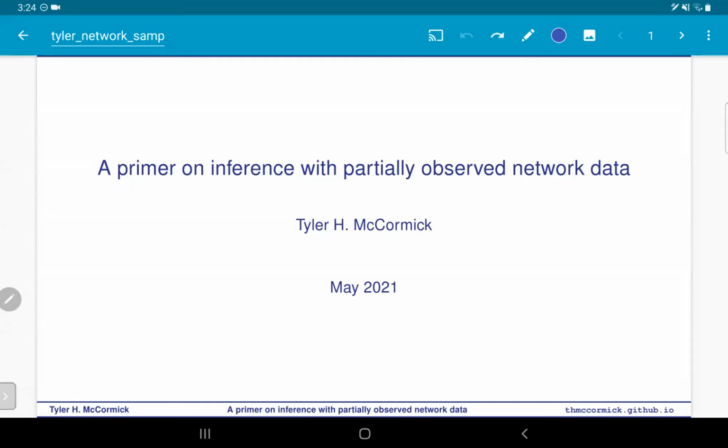Hi everyone, I'm Tyler, and I'm going to talk today about inference for partially observed network data. This is a really broad topic with lots of interesting open areas for future work and for ongoing work. So I'm going to try to give a broad overview today.